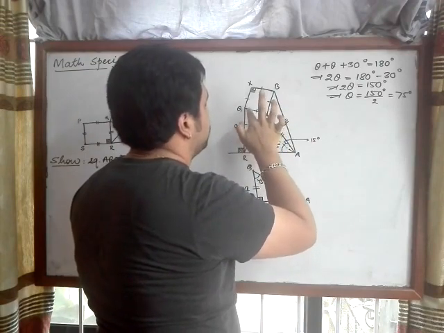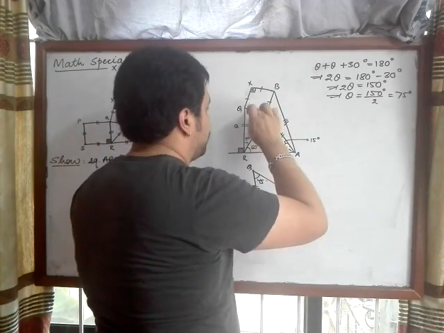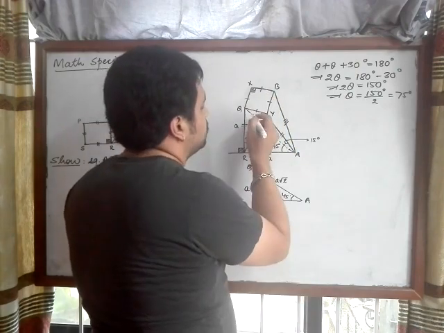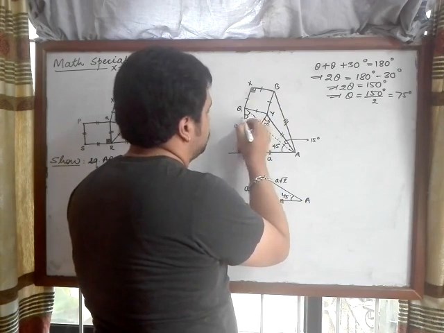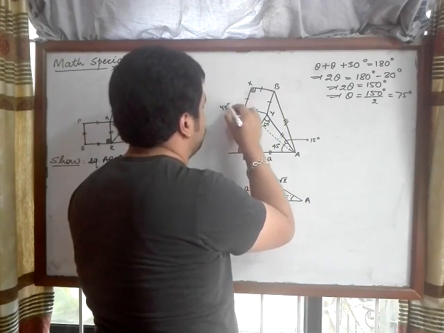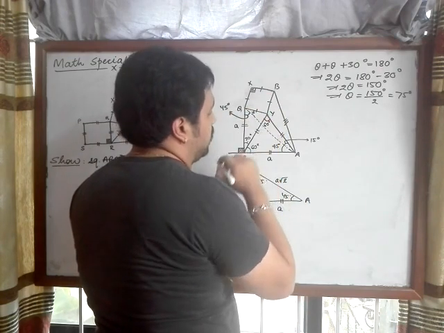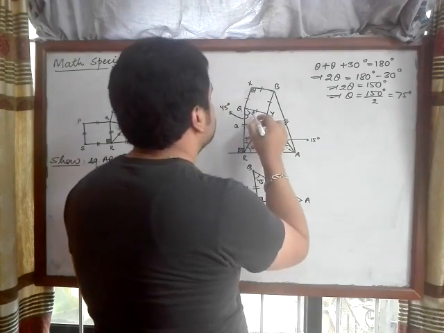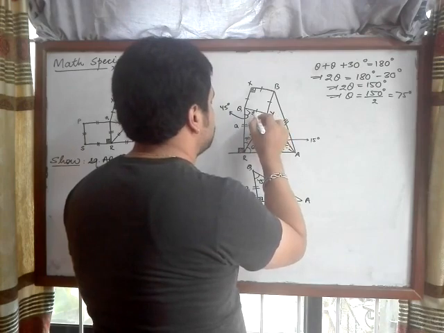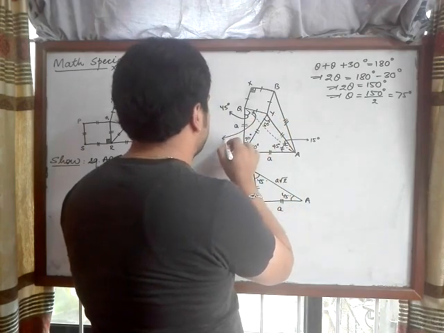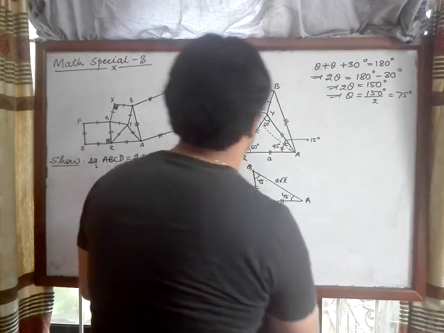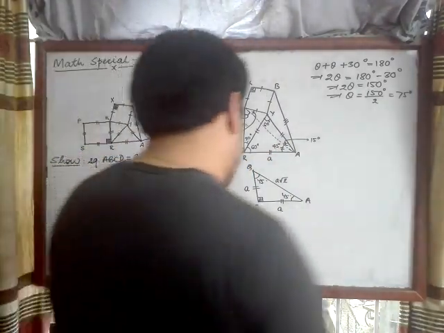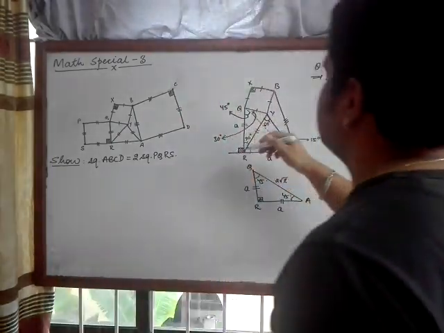So what we have is that this angle was found to be 45 degrees. This is 45 degrees and this angle is 75 minus 45. This is 30 degrees. Okay, that's what we have. This is 30 degrees.